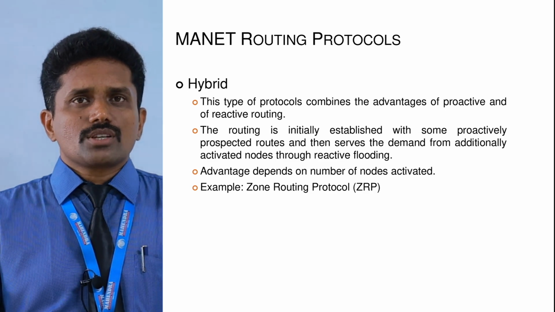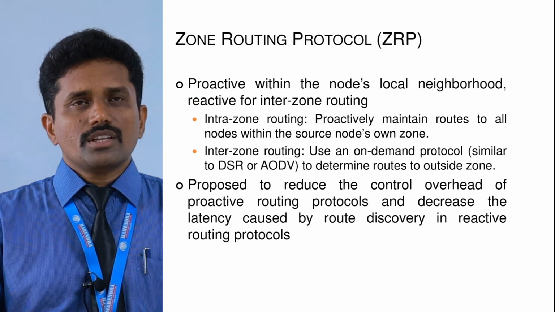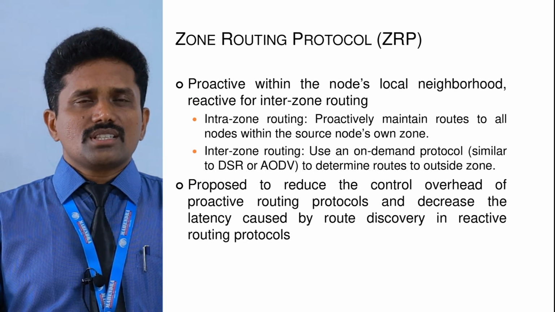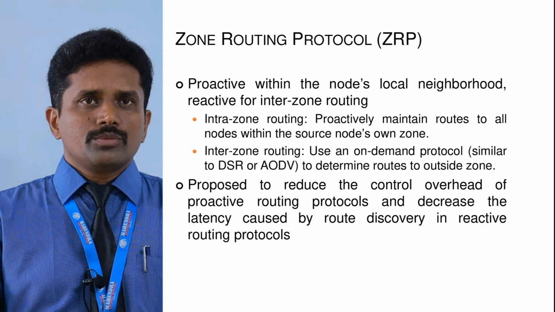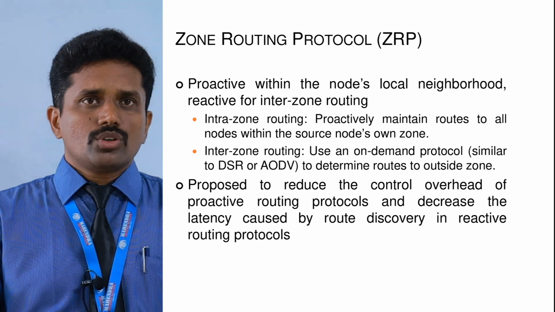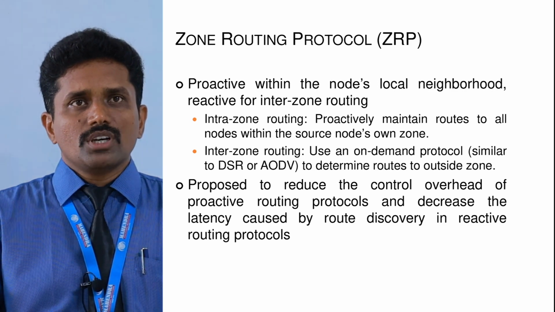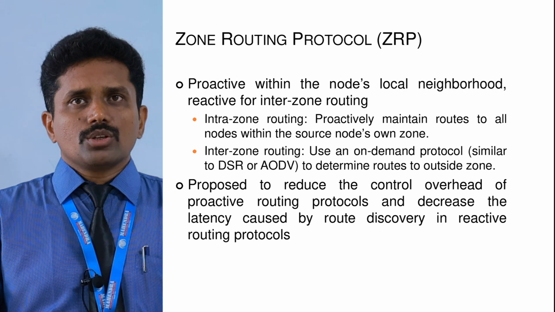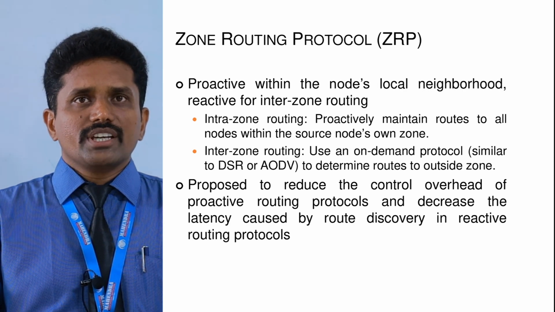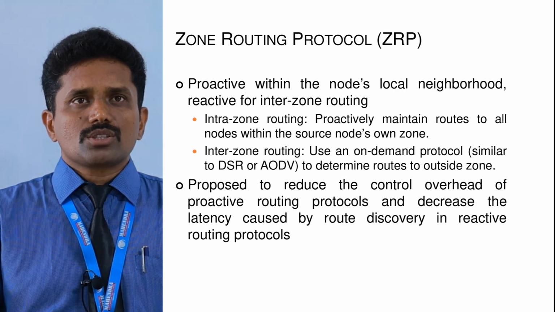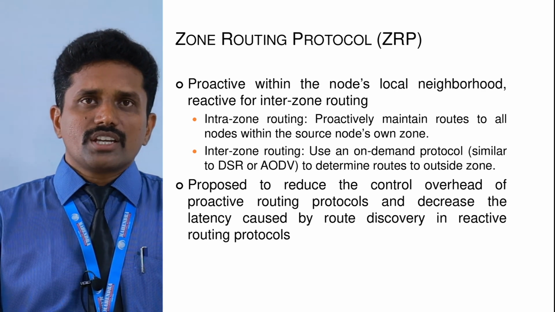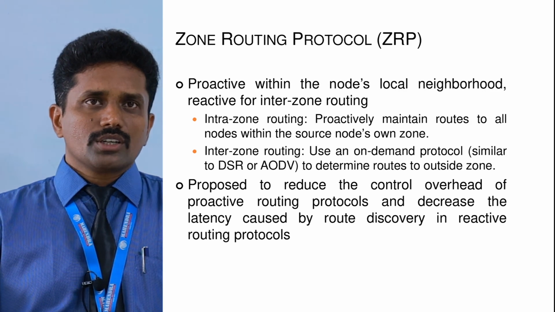An example for this is the Zone Routing Protocol, ZRP. In the Zone Routing Protocol, there are two types of nodes: some nodes which are placed in the intra-zone and some nodes which are placed in the inter-zone. It is proactive within the node's local neighborhood and reactive for inter-zone routing. The intra-zone routing proactively maintains all the routes to all the nodes within the source's own zone. So it will always be maintaining particular routes for a particular zone alone.